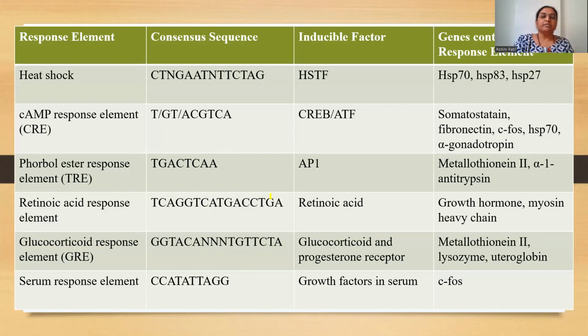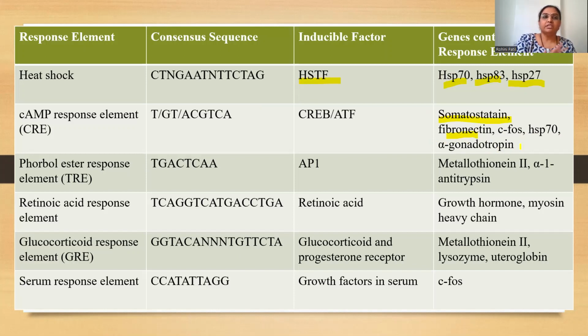Okay, now there are a number of examples of these response elements. Some are summarized here. First one is the heat shock response element, to which the HSTF, this inducible factor or activator, is going to bind, and this response element may be present in HSP70, HSP83, HSP27. Then the CRE is present in somatostatin, fibronectin, c-fos, HSP70, alpha gonadotropin.